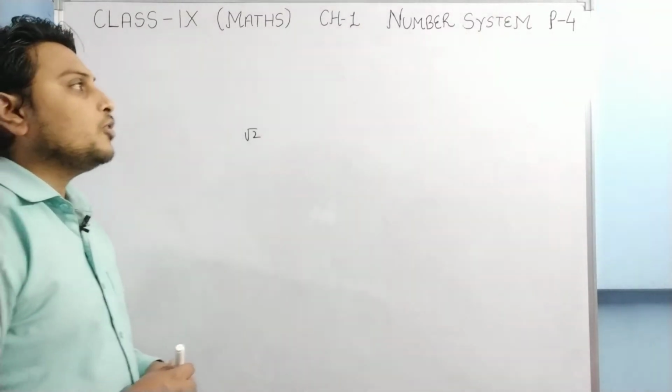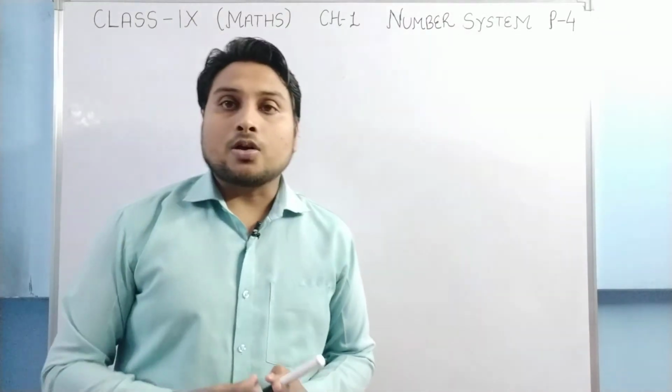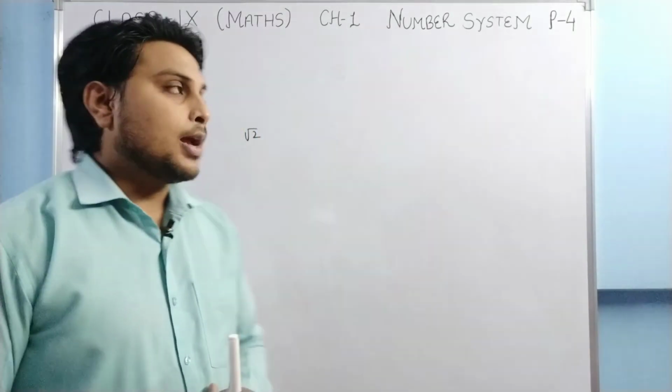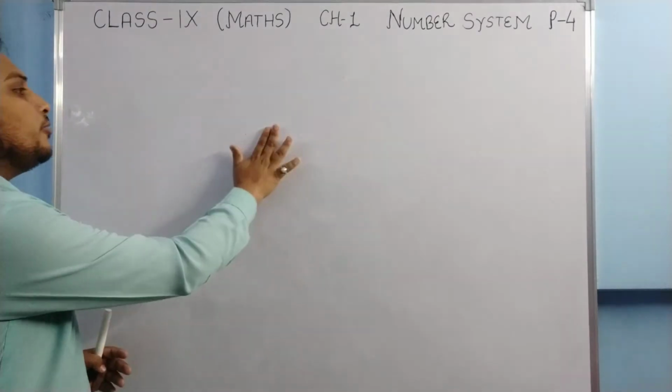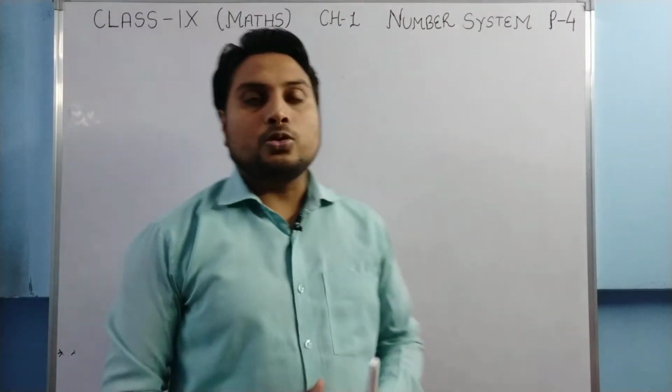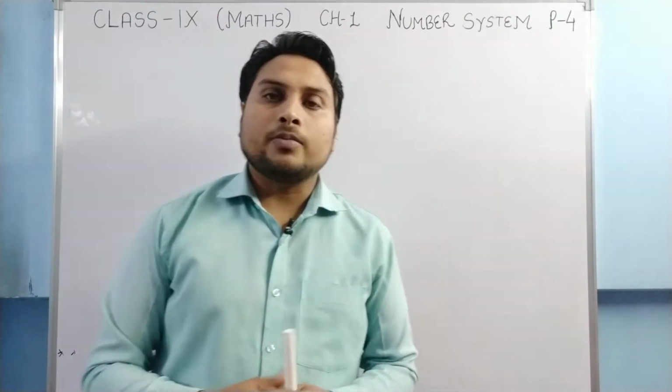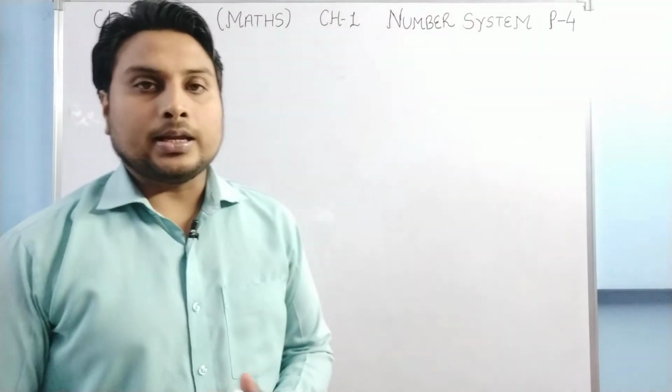And the second method was the contradiction method. With the help of the contradiction method we have shown that under root 2, under root 3, or whatever the number is, that is an irrational number.